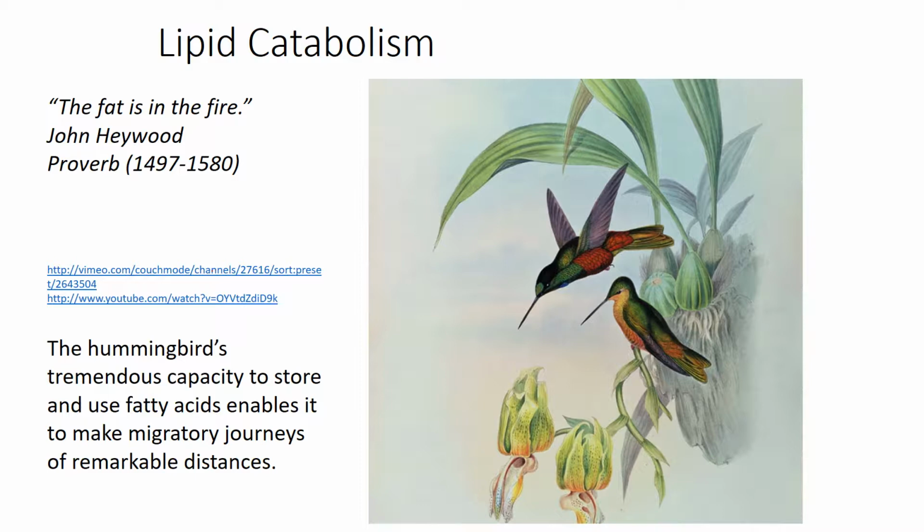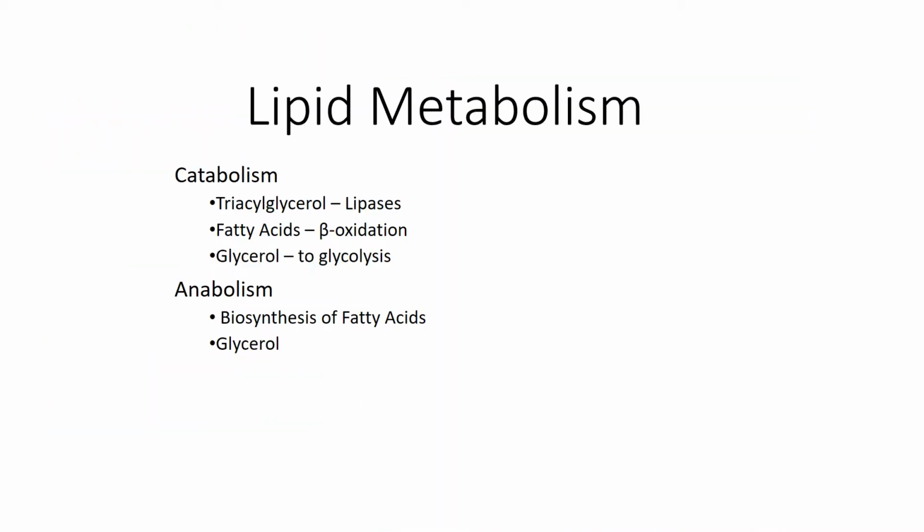That's incredible. And they cannot use glucose entering the glycolytic pathway to obtain the energy they need for their migration. So they bulk up, and those carbohydrates are converted to lipids. So lipid metabolism is divided into two sections, catabolism and anabolism. We're going to look at catabolism first in this video.